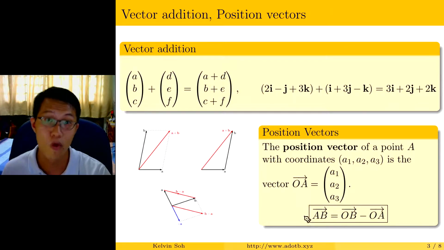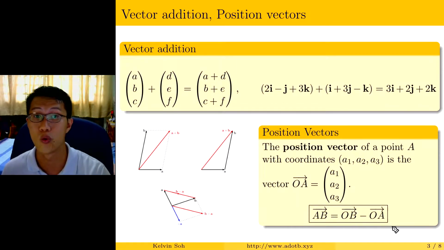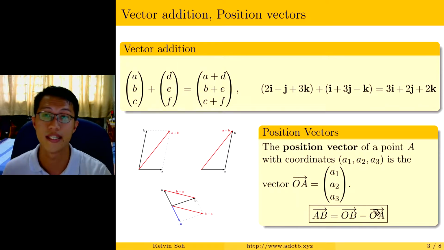This seemingly simple formula is actually very useful in solving a whole assortment of questions because it allows us to convert between vectors AB to position vectors OB and OA and vice versa. We will see the use of this formula many times in the examples at the end of this video.